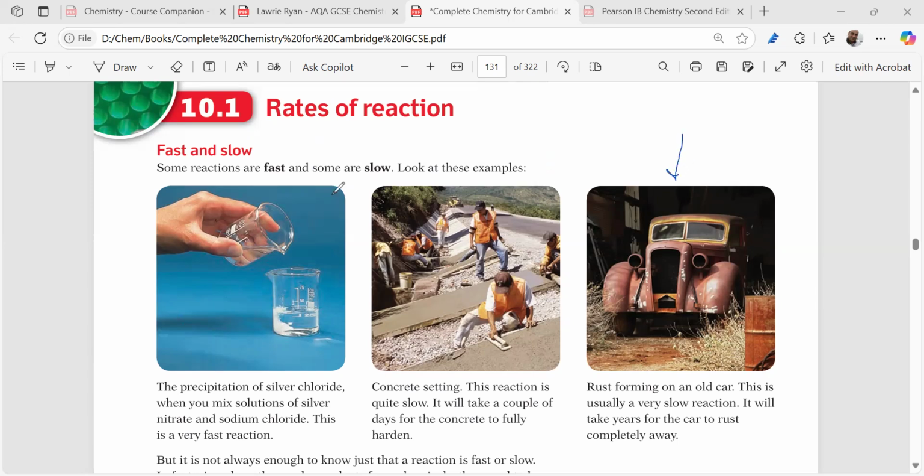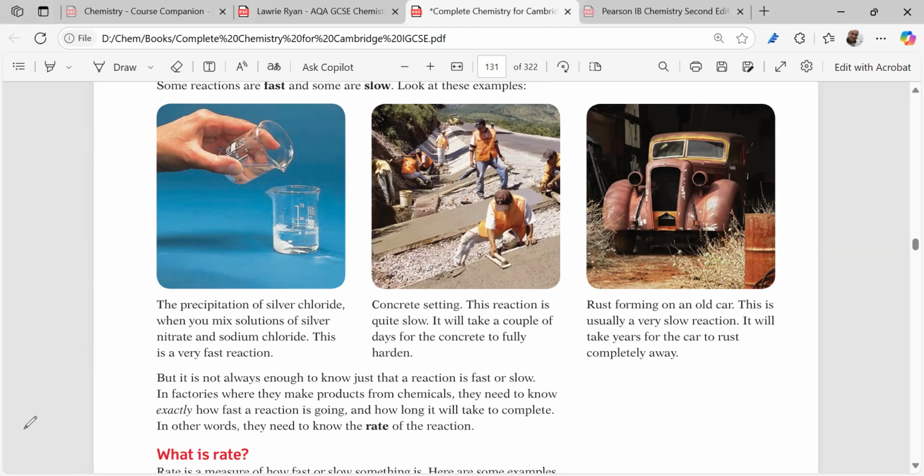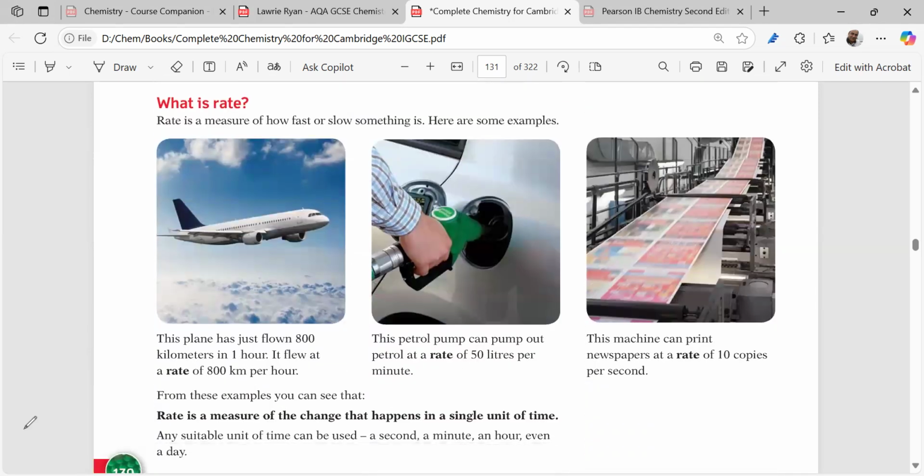Now understand that knowing only that a reaction is fast or slow will not be enough. Knowing it is a fast reaction or a slow one does not help us. We have to know exactly how much fast or how much slow it is. To understand that, we have to go into the word called rate. What's the meaning of the word rate? Rate is a measure of how fast or how slow a reaction is.